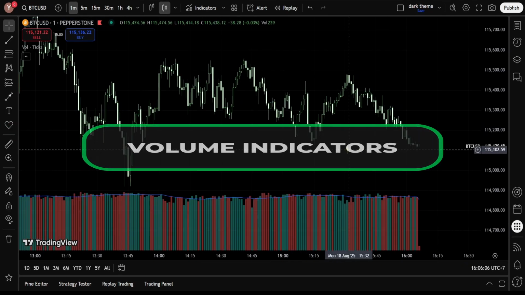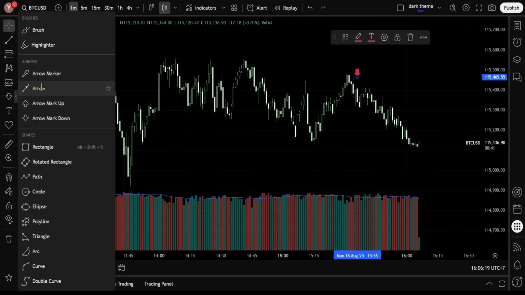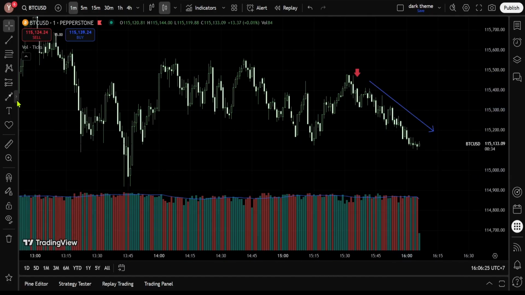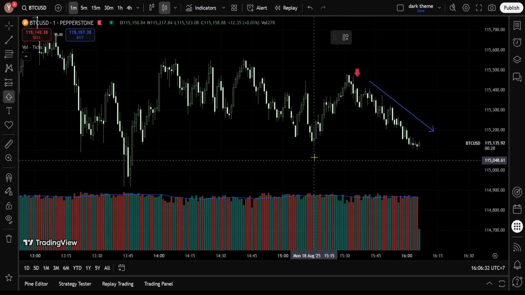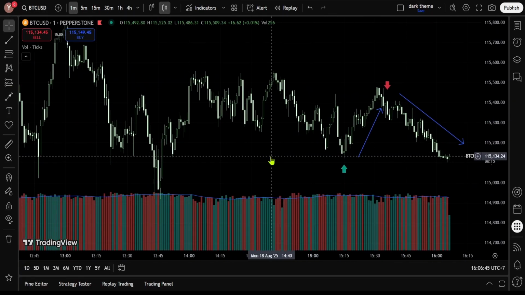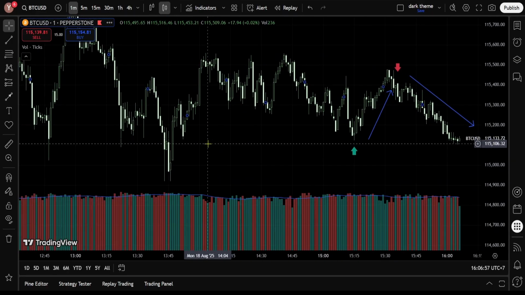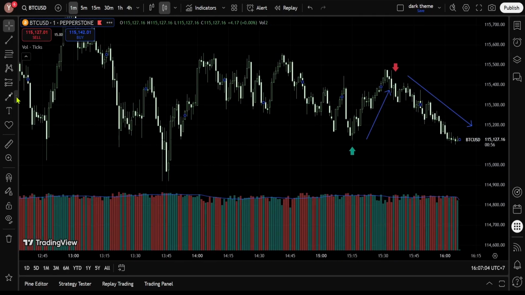Finally, volume indicators. Volume tells you how strong a move really is. If price moves but volume is weak, that can be a warning sign. Volume indicators help confirm if the market's truly behind the move. Think unbalanced volume, volume profile, VWAP, and accumulation/distribution.